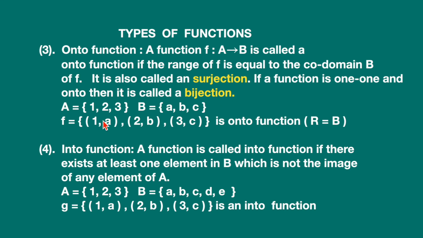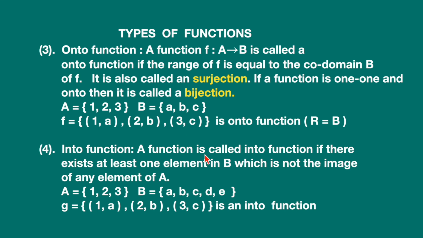So here is an example. This is set A, this is B. The function here. Here you can see the range of this function is a, b, c, which is the same as the codomain. See, range is equal to codomain B. So this is an onto function.